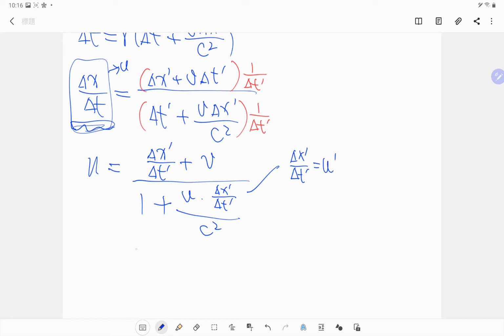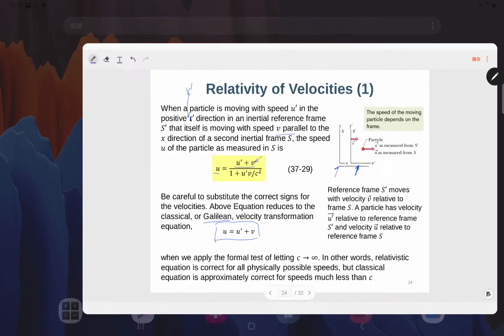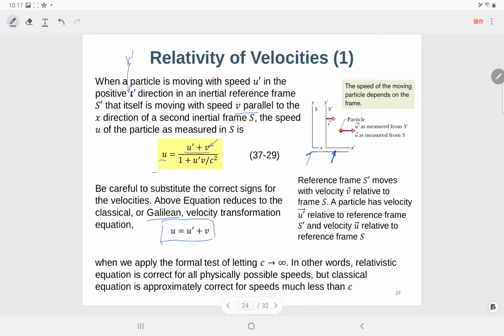So this is u prime plus v over 1 plus u prime v over c squared. So we have proved this, equation 37.29.